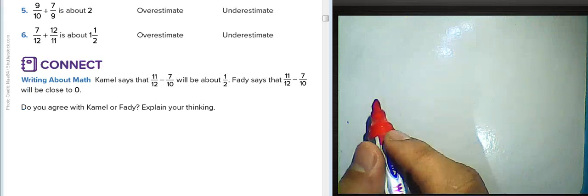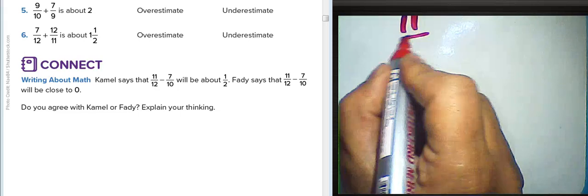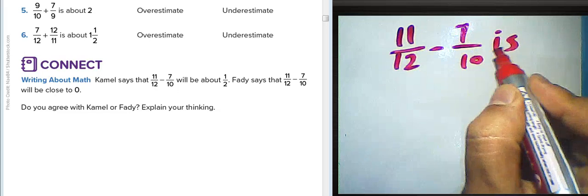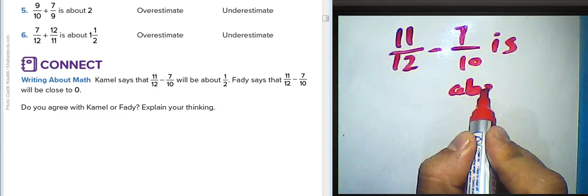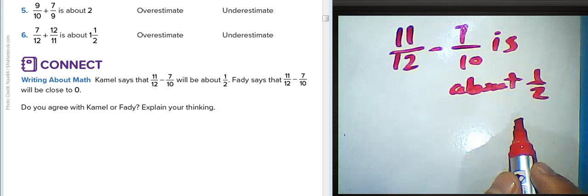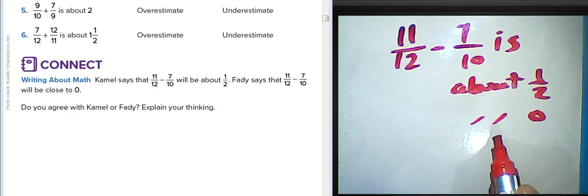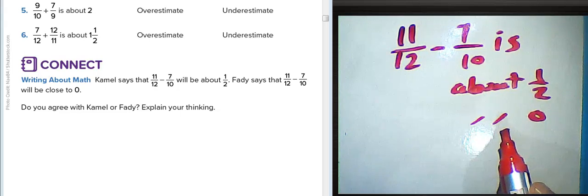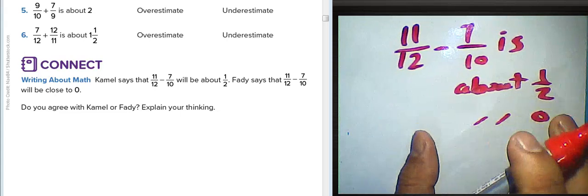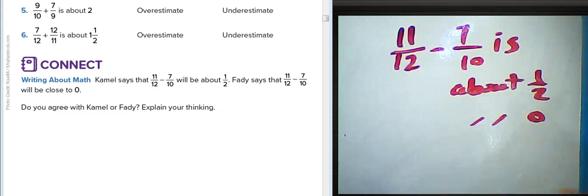Connect here, write about math. Kamal says that 11 over 12 subtract 7 over 10 is about half. Kamil says the result is about 0, close to 0. Do you agree with Kamil or Fadi? Explain your thinking. I will solve this example by estimation, using the benchmarks 0, half, or 1.